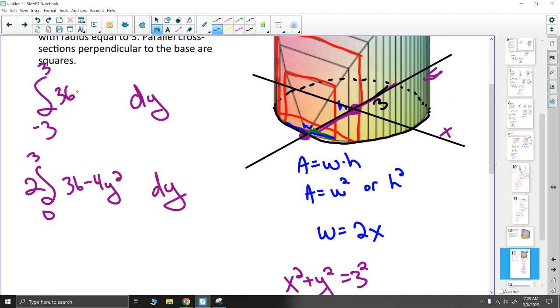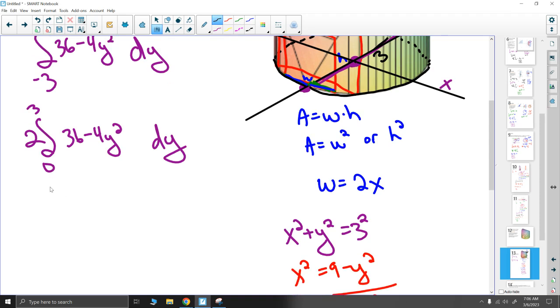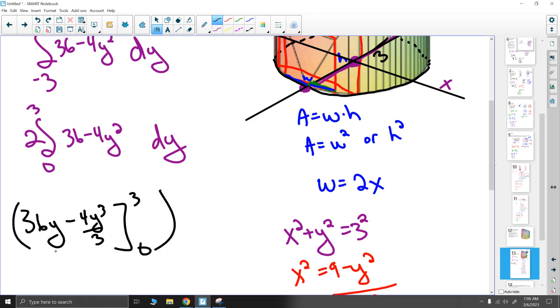I'm going to take it from 0 to 3 and then double it, but I'll also do it the other way just to show that they are the same, because again, it's a circle, so I can get away with stuff like this. And I'm super lazy, so the integrals on zeros are much easier for me. Anyway, the integral of 36 is 36, I'm sorry, I'm doing it with respect to y. So 36y minus 4y cubed over 3 from 3 to 0, and we just double this.